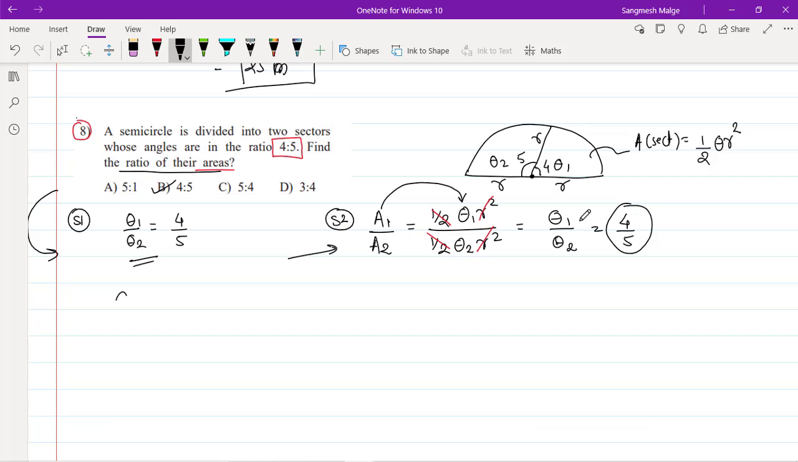20 past 2. How much time is it? Always look at it like this. 20 past 2 means after 2 has passed, 20 minutes past. So 2, then go past, then 20, that is 2:20.